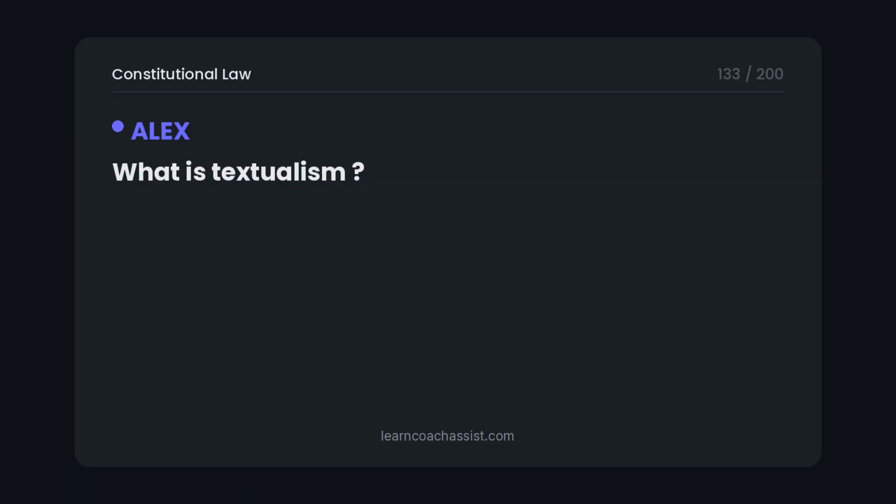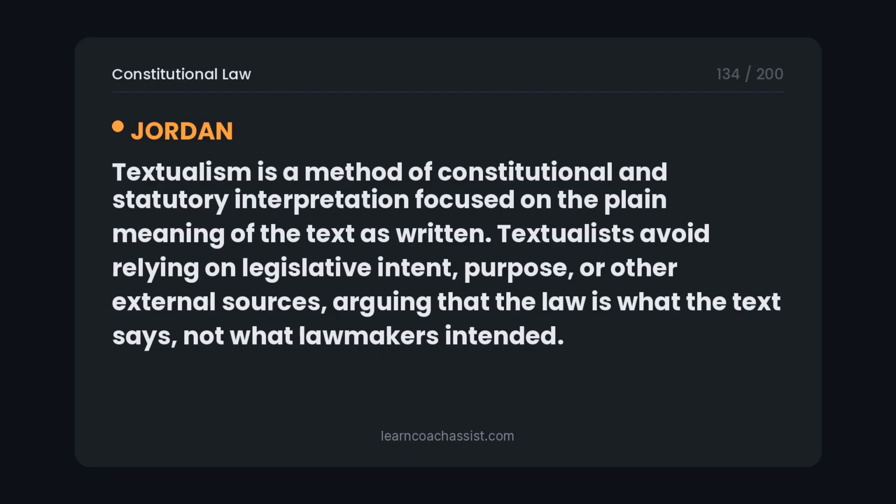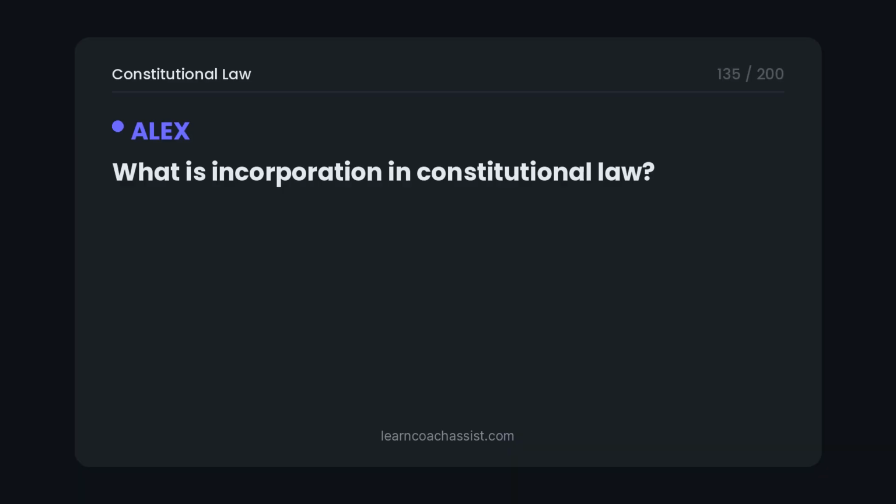What is textualism? Textualism is a method of constitutional and statutory interpretation focused on the plain meaning of the text as written. Textualists avoid relying on legislative intent, purpose, or other external sources, arguing that the law is what the text says, not what lawmakers intended. What is incorporation in constitutional law?